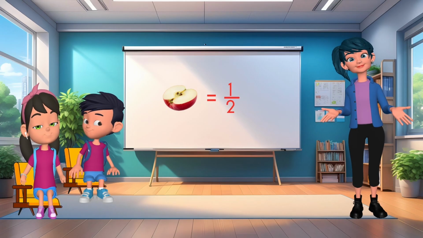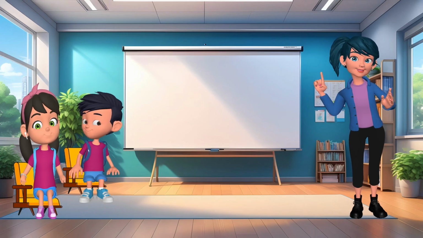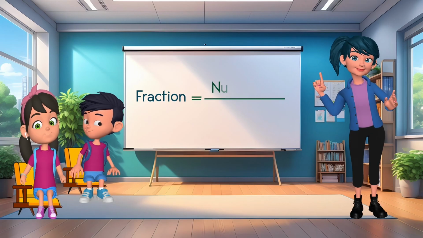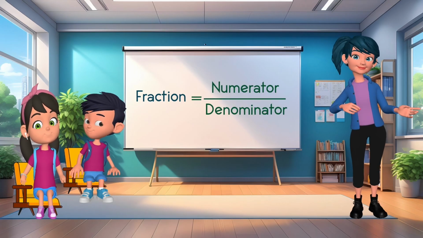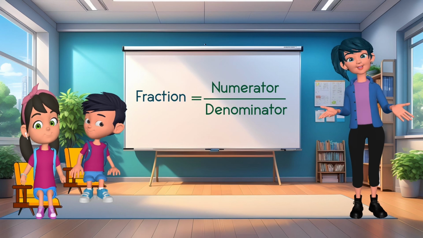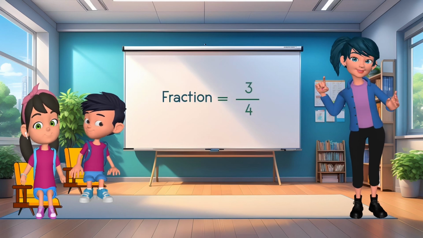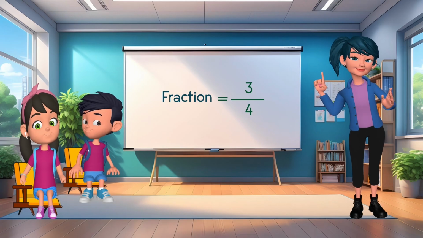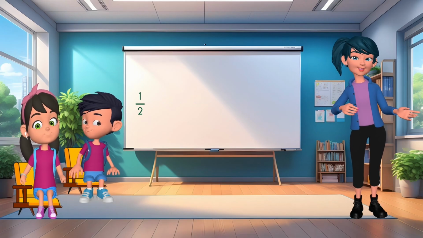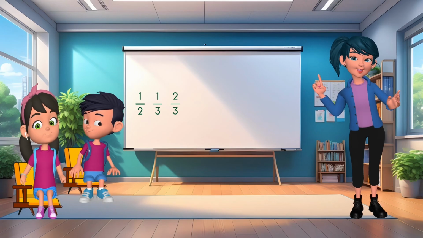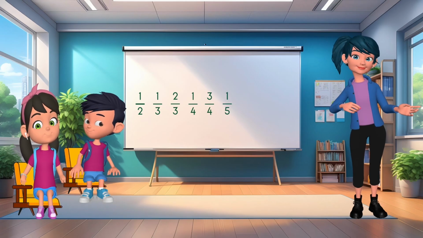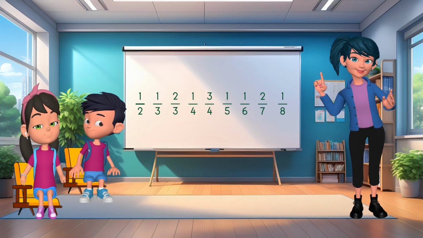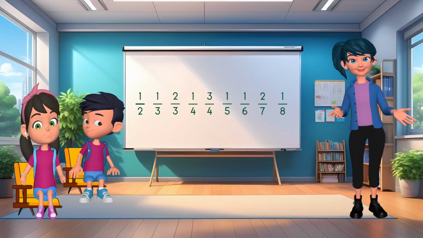A fraction is a number written as a quotient, that is, one number divided by another, and is expressed like this. If the numerator is 3 and the denominator is 4, then the fraction number is 3/4 and is read as 3 by 4. For example, 1/2, 1/3, 2/3, 1/4, 3/4, 1/5, 1/6, 2/7, 1/8, and so on, are examples of fraction numbers.